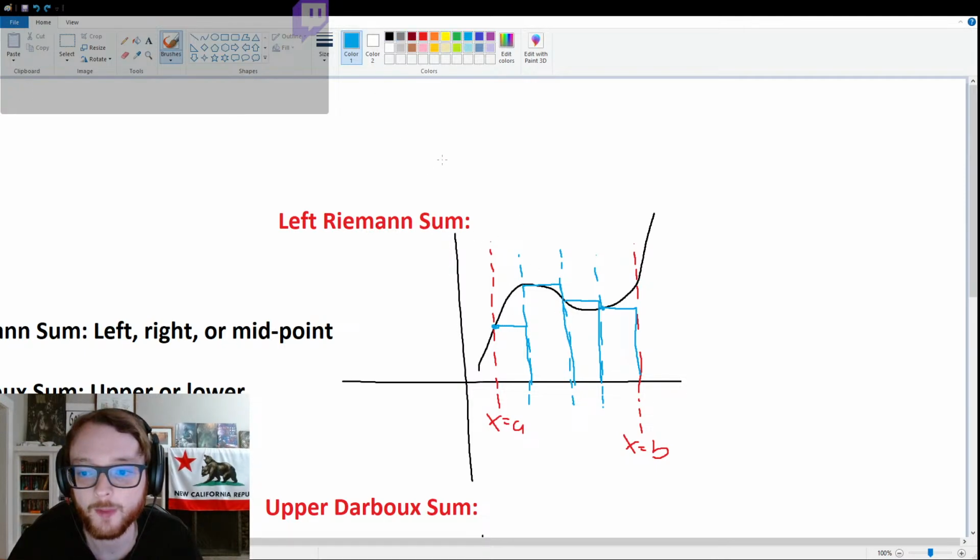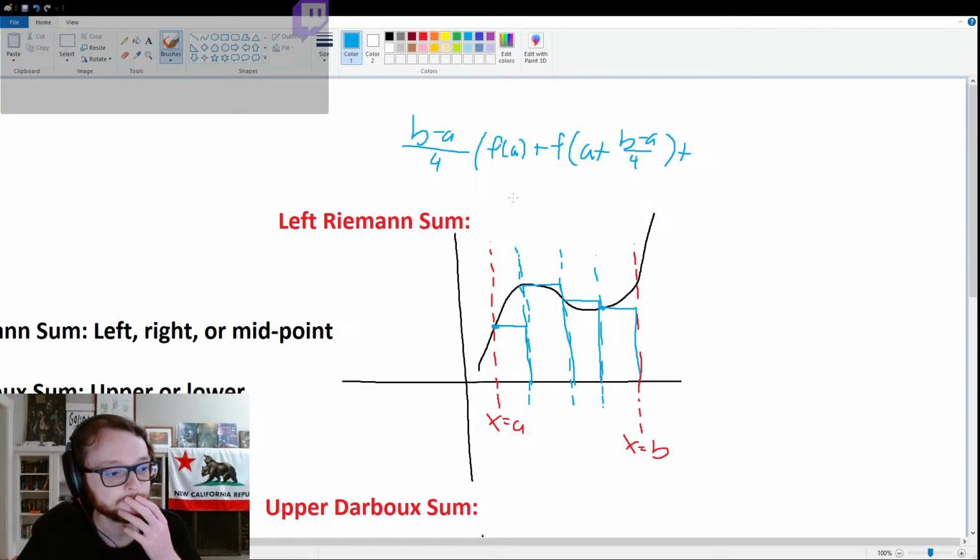So like this left-hand one would be B minus A over 4 times your first value, which is F of A. Your second value is F of A plus, I guess, b minus a over 4, which would go with whatever that line is there.